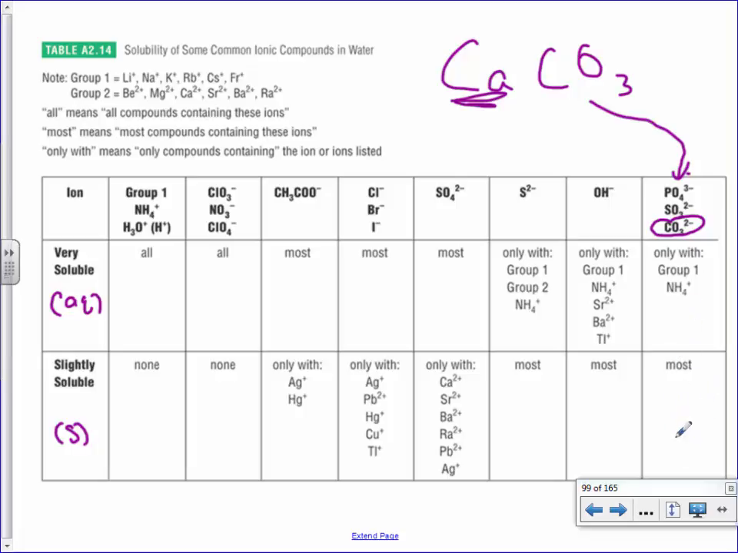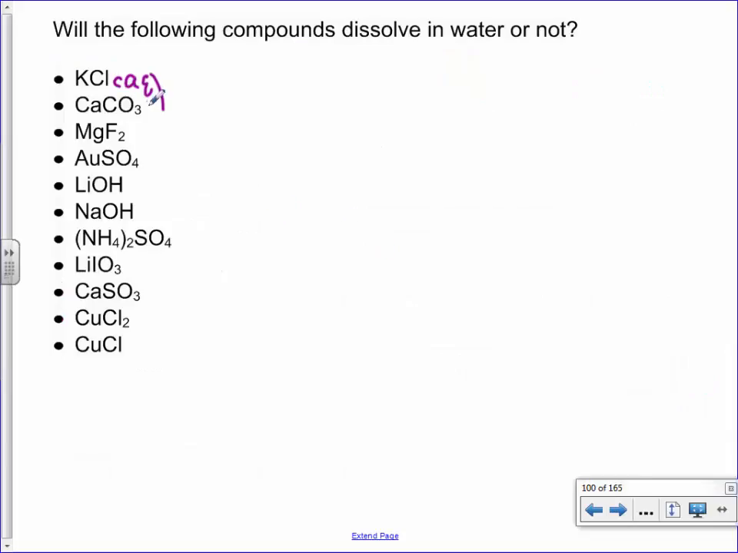The bottom says most. Is that what yours says? And then the top says only with a group 1 or NH4? So I got a question. Is calcium in group 1? Where's calcium? Calcium's in group 2. Calcium is right here. So based on that, calcium should be in this group right here, which means it's solid. So I would expect CaCO3, if it was in water, to actually remain in a solid form.